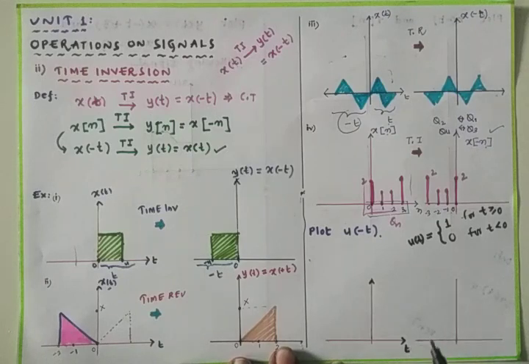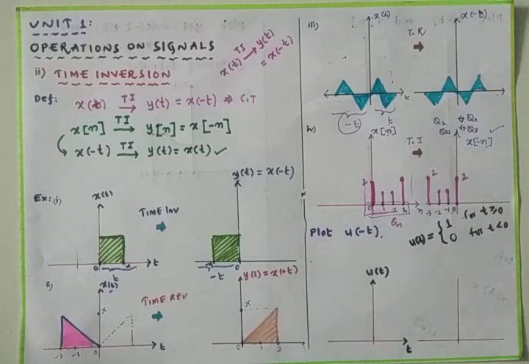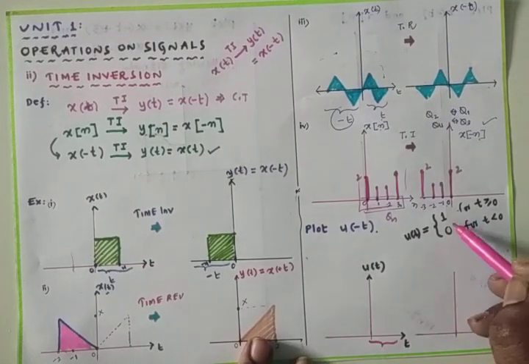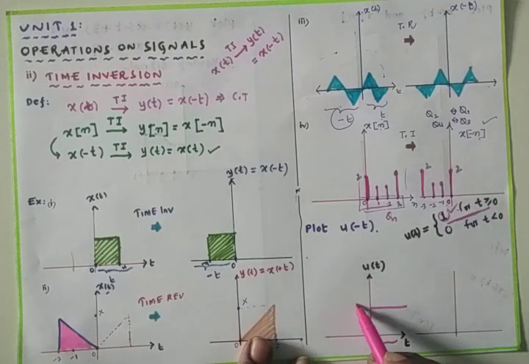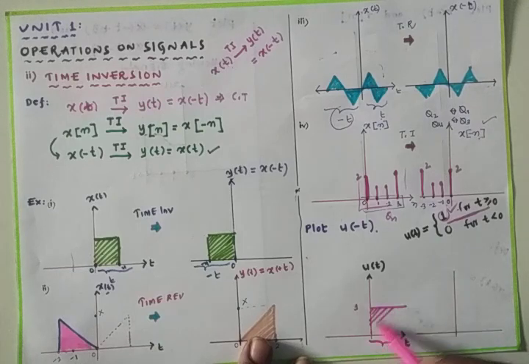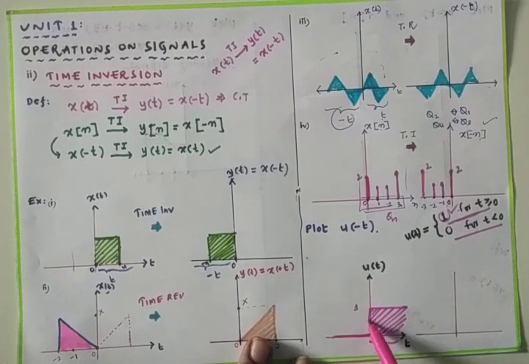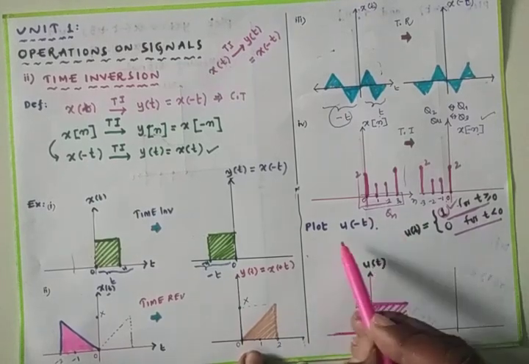By having this, you can plot u of t, with t on the axis and u of t as amplitude. From the basic definition, that is a continuous time signal, and you can draw the signal. For t greater than or equal to 0, the amplitude is 1. For t less than 0, the amplitude is 0. This is the unit step signal, this is u of t, but we have to plot what?